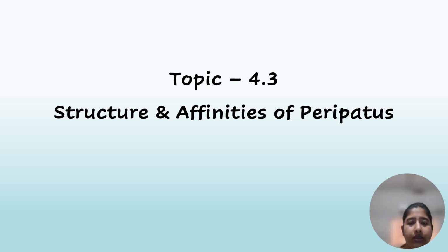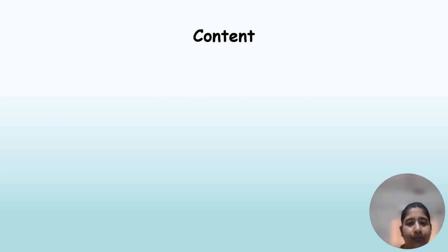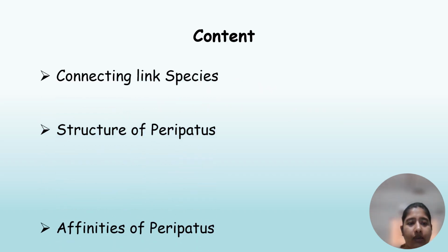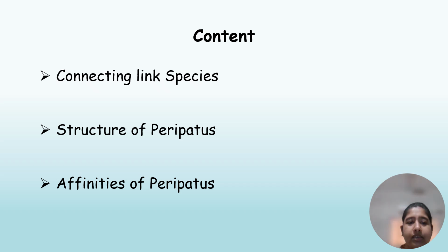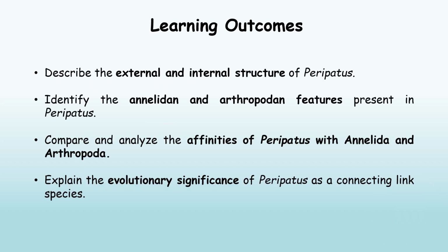As a part of this module, we're talking about unit number 4, topic number 4.3, which is Structure and Affinities of Peripatus. The content includes, first of all, discussing what connecting link species are and their importance with examples. Then we're going to discuss the connecting link species with reference to Peripatus, its structure, as well as the affinities of Peripatus.